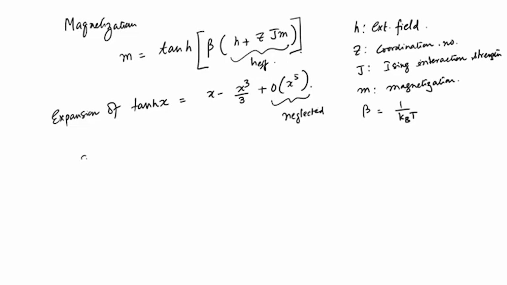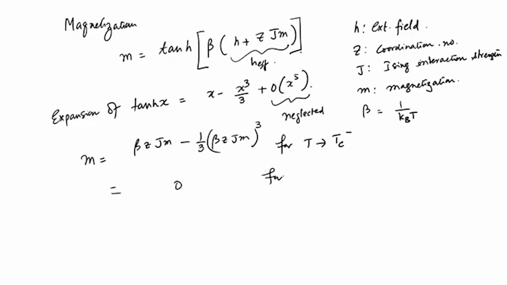and that gave us this expression for magnetization as beta z J m minus 1/3 times beta z J m whole cube. That is x minus x cube by 3. So, this is the magnetization expression for T just below the transition temperature, and this is of course equal to 0 for T greater than Tc.